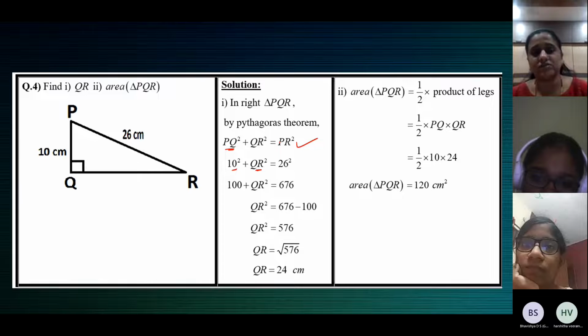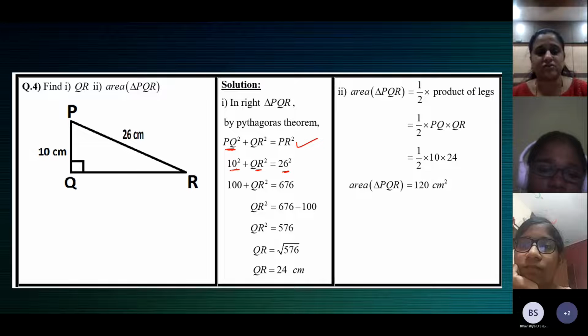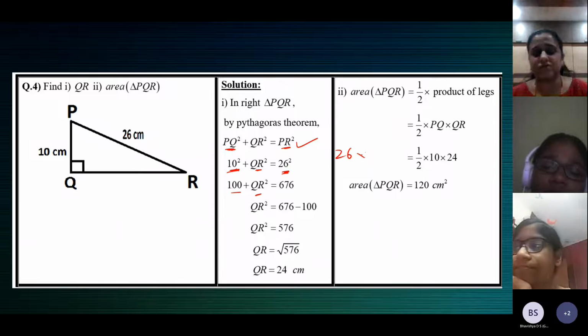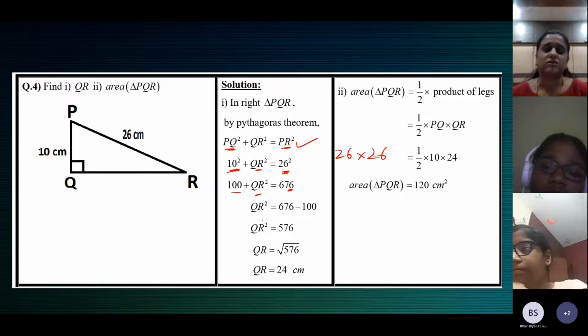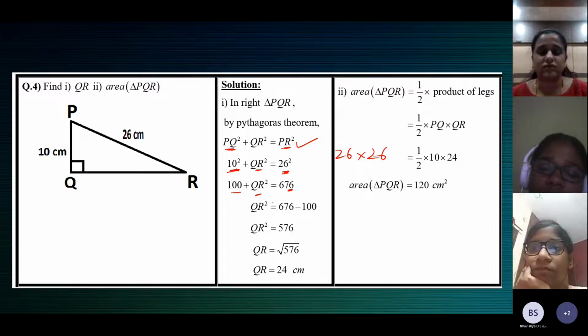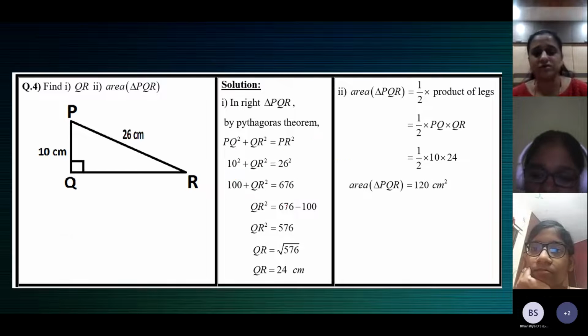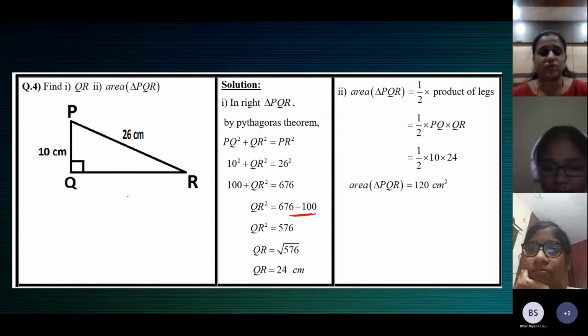So QR square is equal to PR square, 26 square, minus PQ square, 10 square. Now 10 square is 100, plus QR square is equal to 26 square. So 26 into 26 is 676. So QR square is equal to, when you bring 100 to the other side, 676 minus 100. So QR square is equal to 576. QR is equal to the square root of 576. QR is equal to 24.